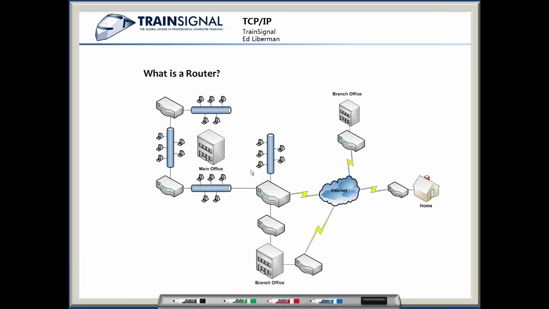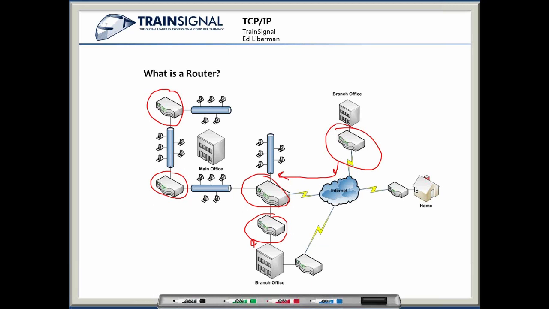You've got your main office with a bunch of different segments and routers branching off these different segments, plus a router connecting you to the internet, possibly also connecting you out to the branch office. Maybe there's another branch office that has a router that goes to the internet and, through the internet, gets over to the main office. You may have a home user, right? Telecommuters going through their cable modem router out to the internet, and so on and so forth. This is a lot of different uses of routers.